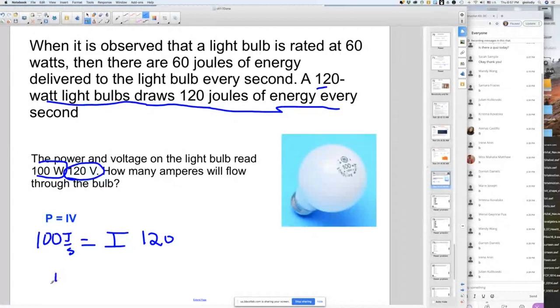And so I is equal to basically 10 divided by 12, which is 0.8. 0.8 amps will flow through this bulb if it is connected to household current.